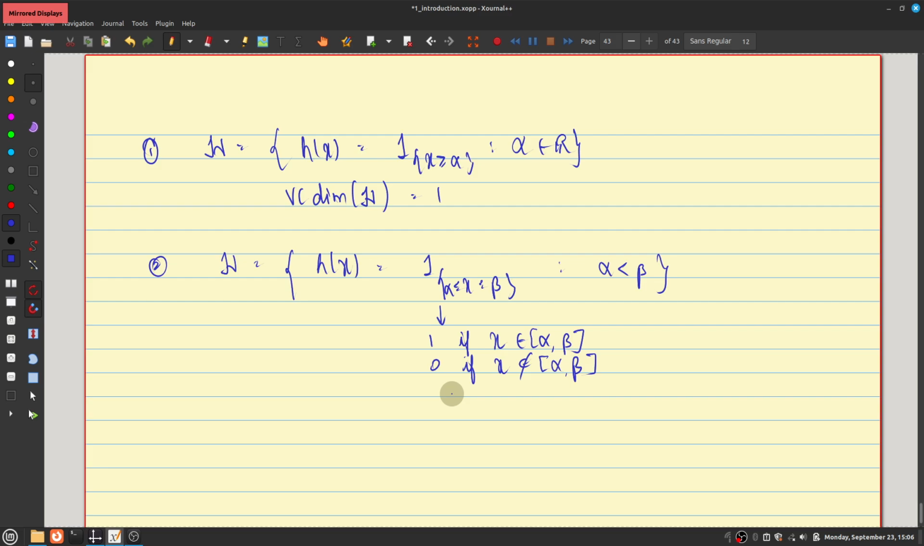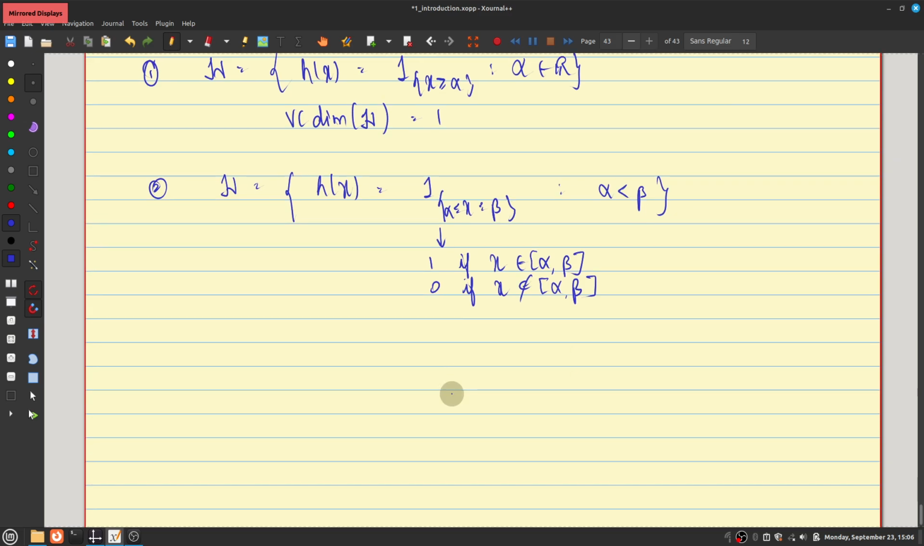Why? Because you could make the interval such that it covers any one point correctly, and when you go to 3 points, let's just take for example 1, 2 and 3, you can't have something like 1, 0, 1. 0, 1, 0 is in fact possible. Sorry, the other way: 1, 0, 1 is not possible.